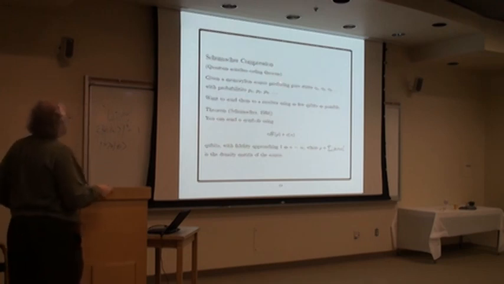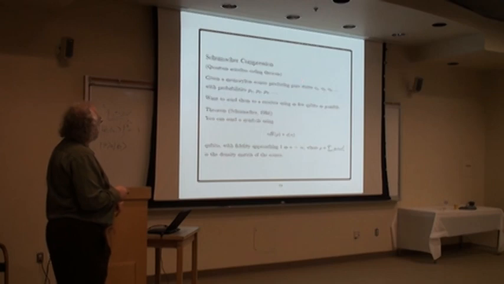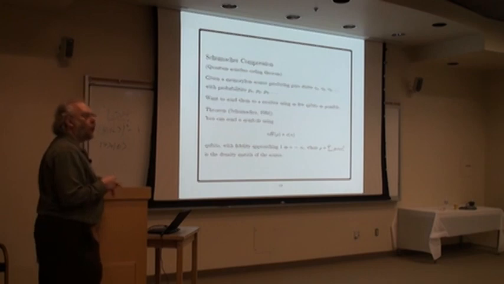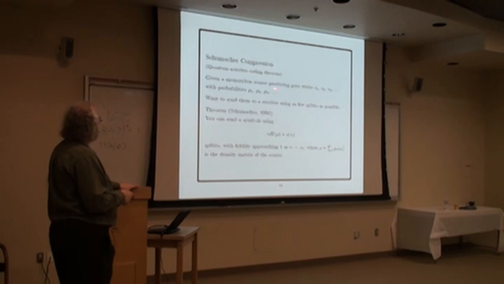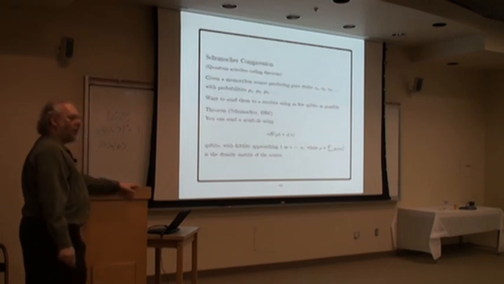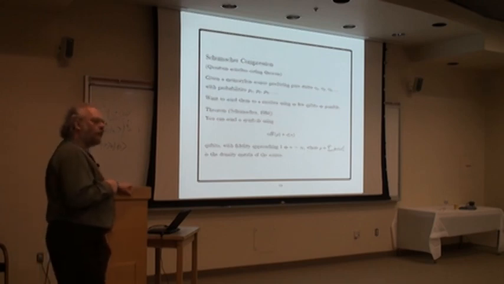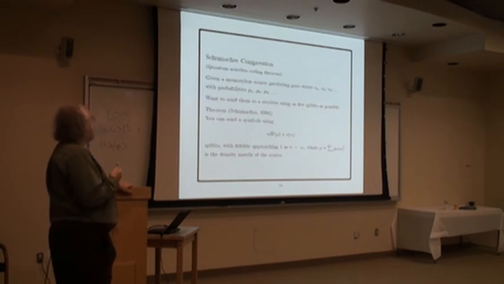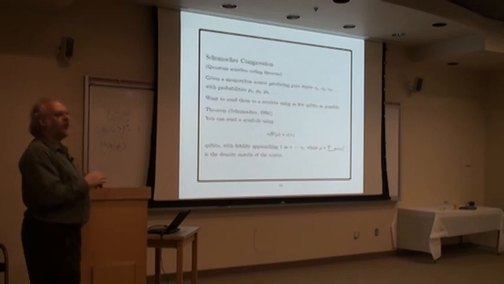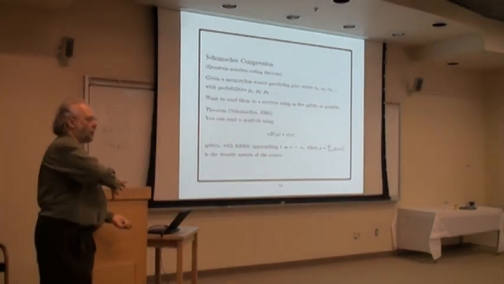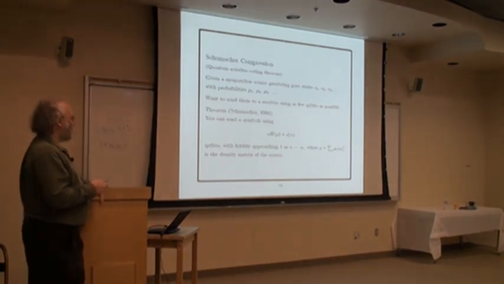So given a memoryless source that produces pure states V1, V2, V3, with probabilities P1, P2, P3, etc. Each time the source outputs a quantum state V sub i with probability P sub i. And now somehow, you want to send them to a receiver using as few qubits as possible. I haven't told you exactly how you manipulate quantum states. It turns out you can manipulate quantum states by performing unitary transformations on the matrices.